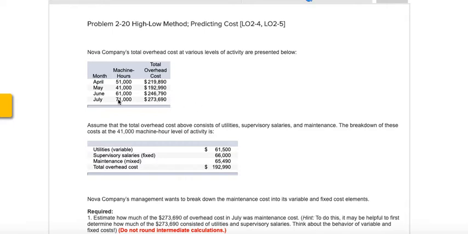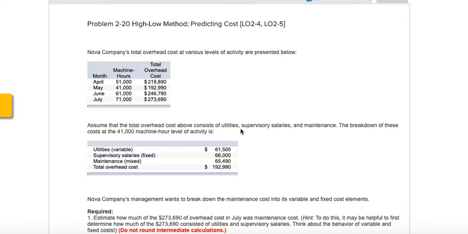So this $273,690 at 71,000. What I can do now is say, okay, 71,000 times $1.50 is my utility cost. That's $106,500. And guys, this is a video, so if I'm going too fast, you can pause and rewind. That's why I go through these quickly, and I'm limited on my time as well. I know I'm going fast, but you can always pause, go back, rewind, whatever you need to do to keep up. But I know that my utilities, I can figure it out that way. I know my supervisor salaries are fixed. And so the other part of the $273,690 has to be my maintenance.